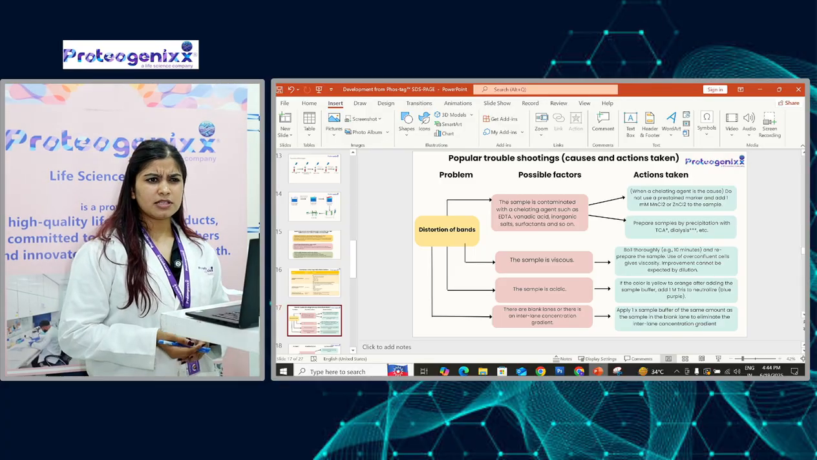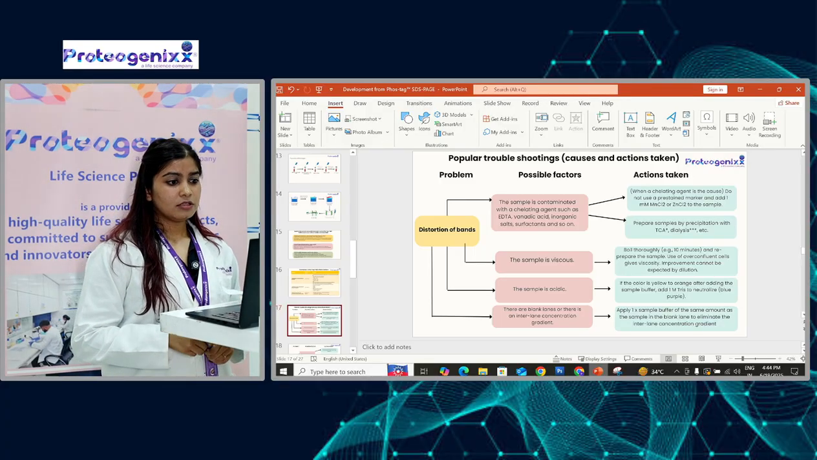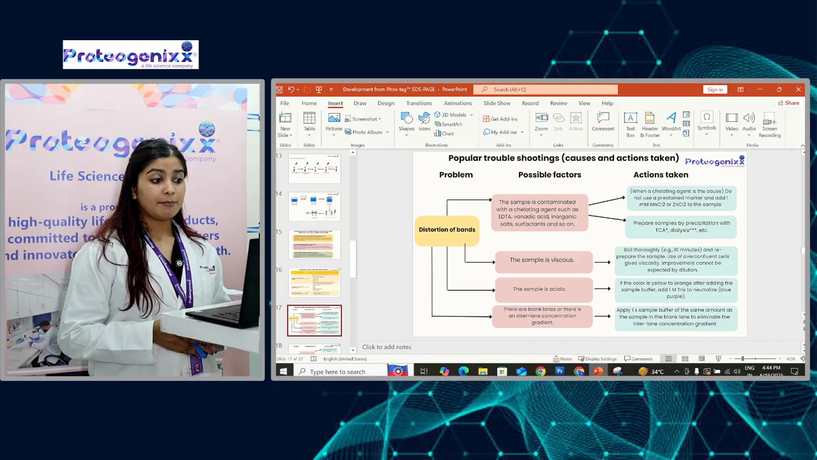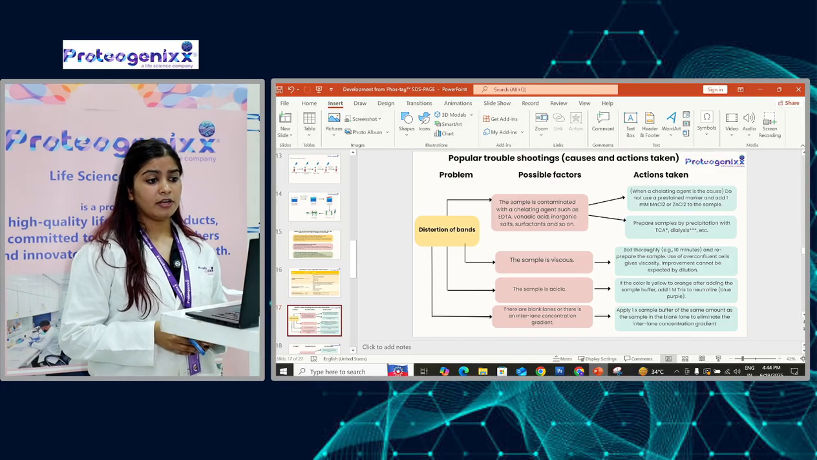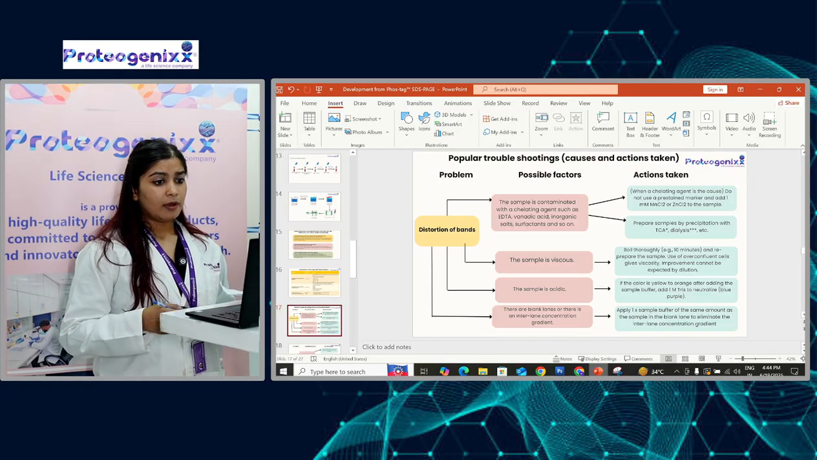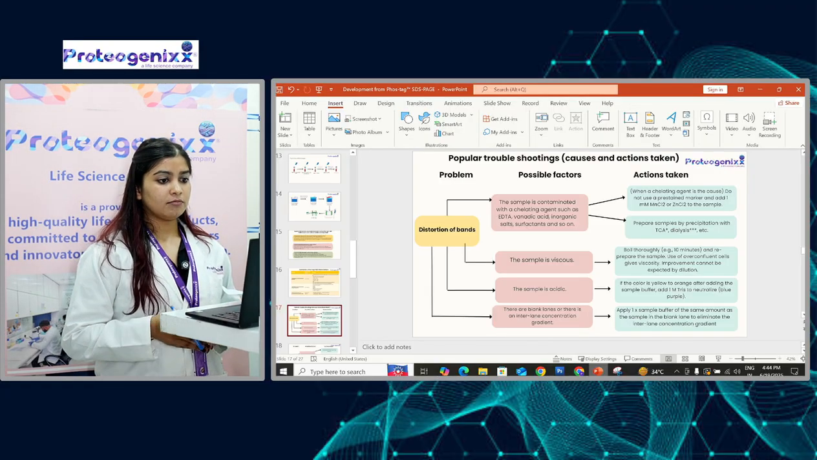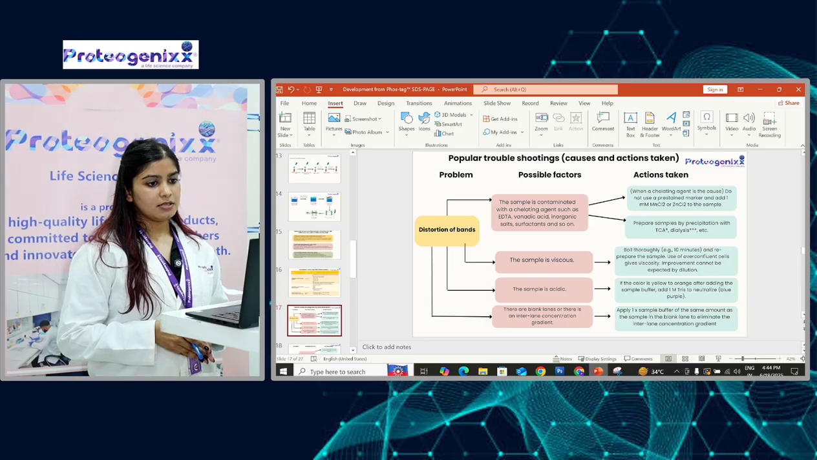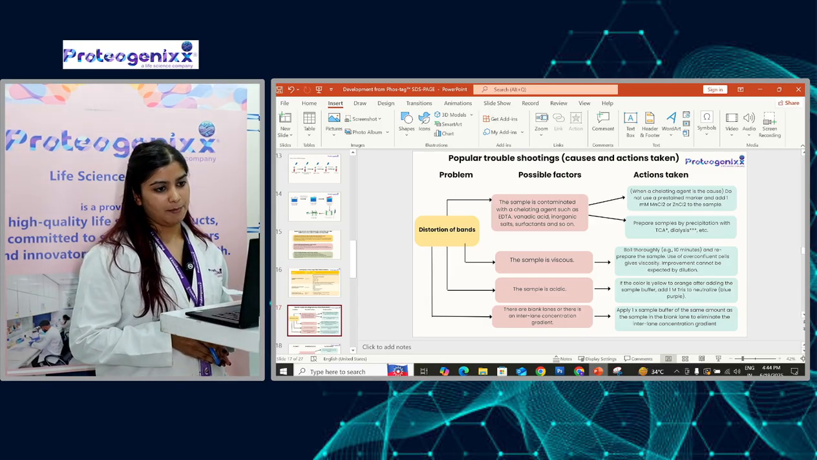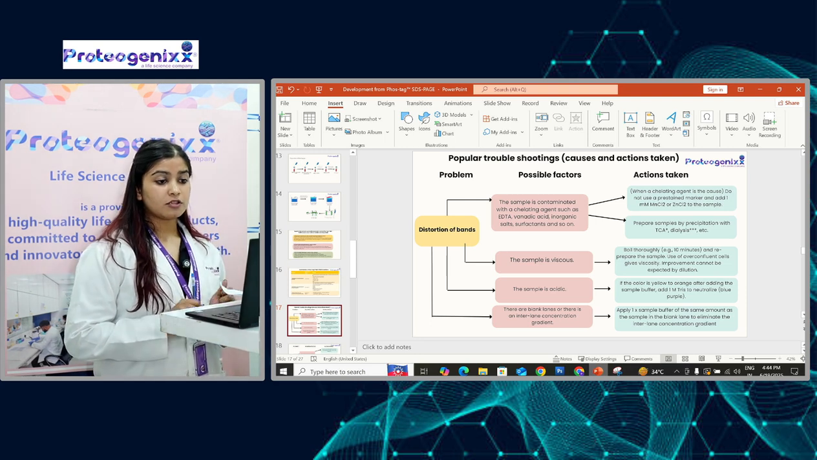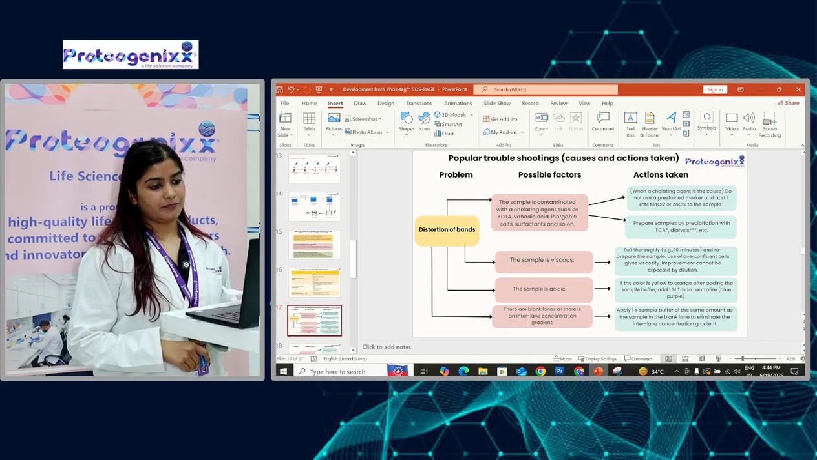So the first problem is distortion of bands. This happens when your sample is contaminated with chelating agents like EDTA, surfactants, or inorganic salts. If that happens, you can avoid using pre-stained markers and add 1 millimolar of manganese chloride or zinc chloride to your samples. Also, as I first told you, during sample preparation, always precipitate with TCA.